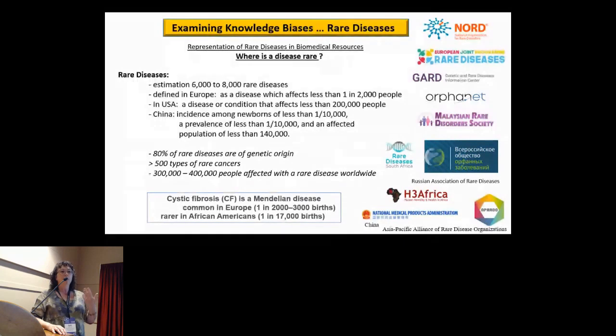So rare in one place may be common somewhere else. I do put cystic fibrosis as an example at the bottom. But there are many instances where a disease is common in one population or community or geographic location, but rare somewhere else. So again, it's something to consider when looking at data as rare: what these numbers mean and what the geographic aspects of it are.